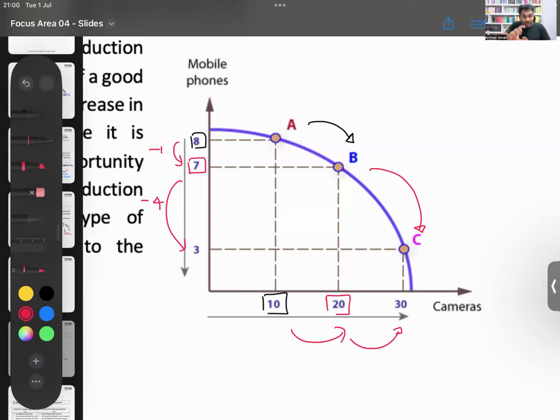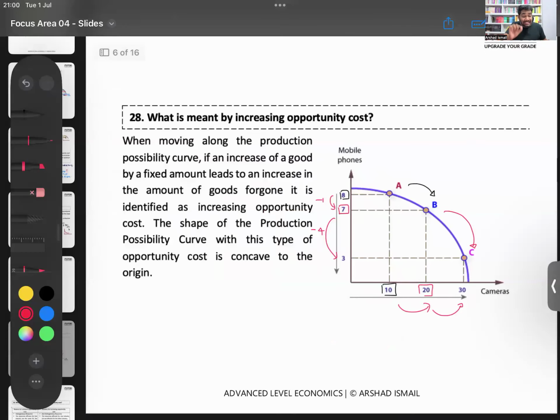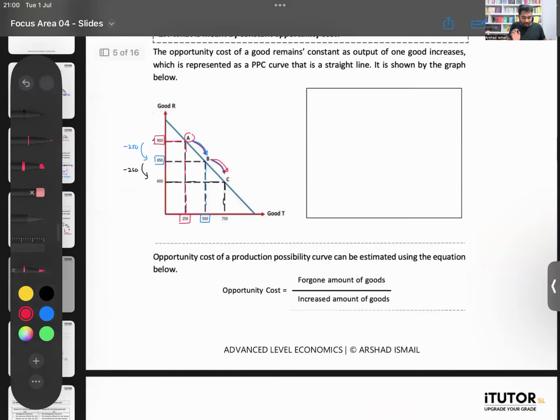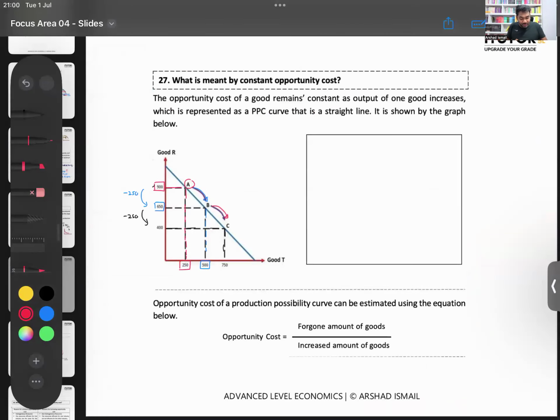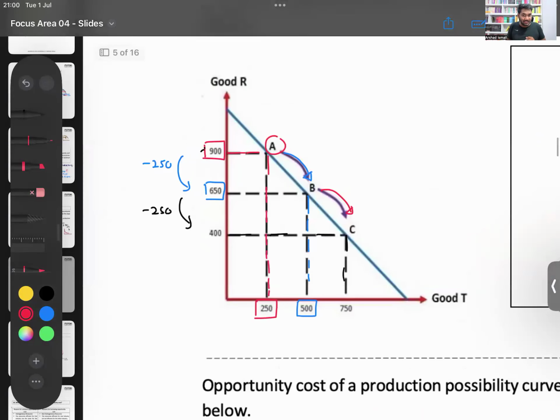My opportunity cost increased. Earlier, when going from A to B, I sacrificed only 1 phone. B to C, I sacrificed 4 phones. Opportunity cost increased. That's what you call increasing opportunity cost. But in the previous example here, the opportunity cost was constant.